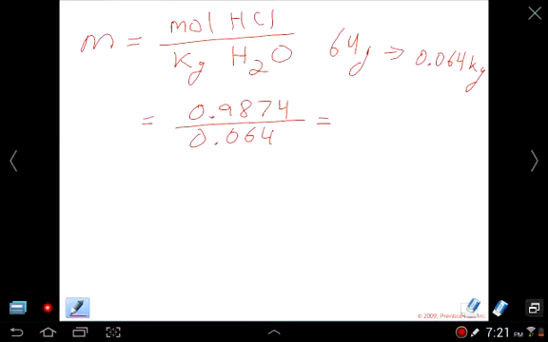Our molality then comes out to be 0.9874 over 0.064. We get ourselves 15.4. In fact, since we had two significant figures, we'll have to say 15, and you can put a little cursive m, or you can say 15 moles per kilogram. One of these two ways will work.